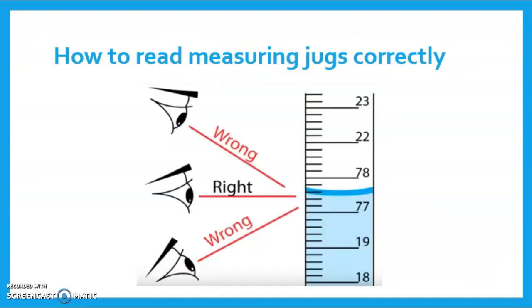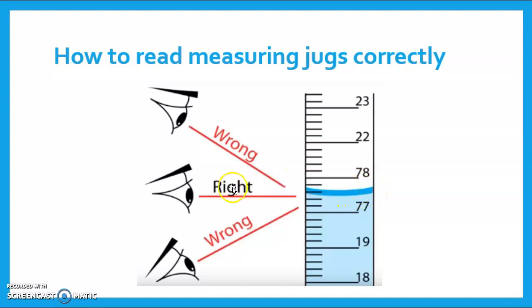Right, the next thing we're going to do is look at how to read measuring jugs correctly. You will notice that when you pour water into a cylinder or a jug, there is a curve in the surface of the water. That is called a meniscus.